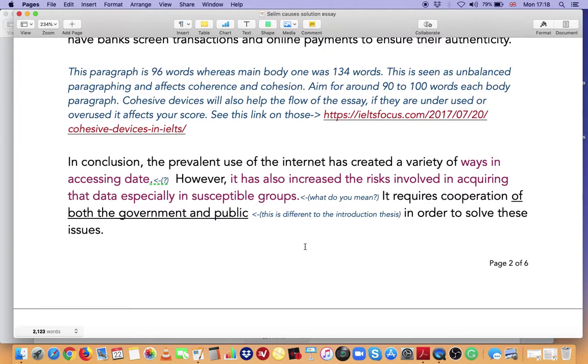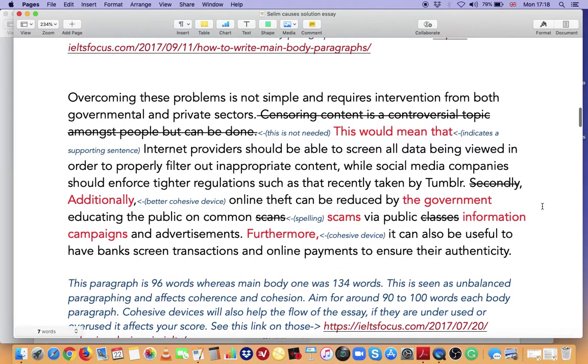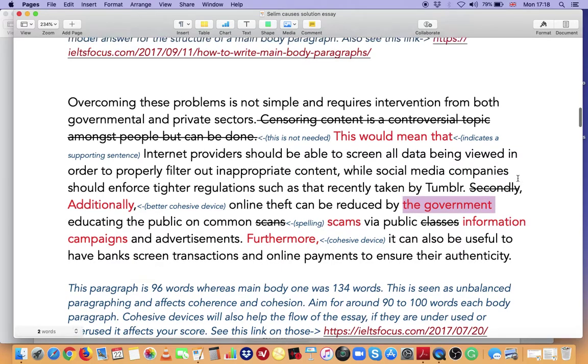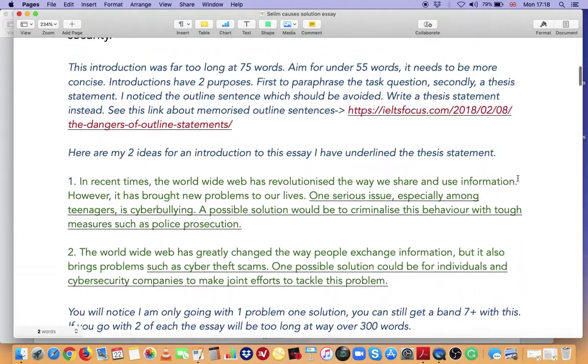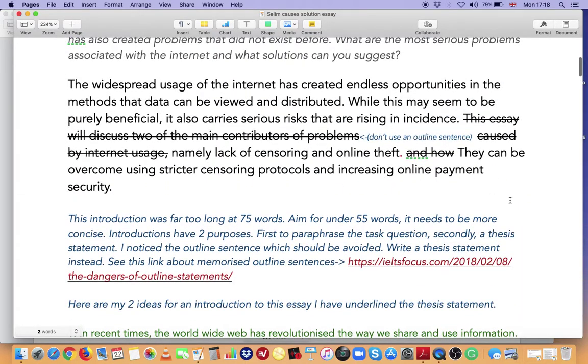And the conclusion was not very clear. I couldn't work out what he meant here, and I didn't know what he meant by this either, and the examiner wouldn't know. And he mentioned something about the cooperation of both the government and public. But that is a new idea, because I've actually added it in the body paragraph, but it wasn't clearly mentioned, and it wasn't mentioned in the thesis statement or in his introduction about the government.